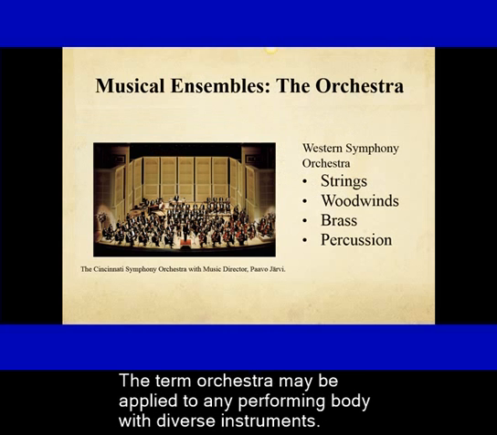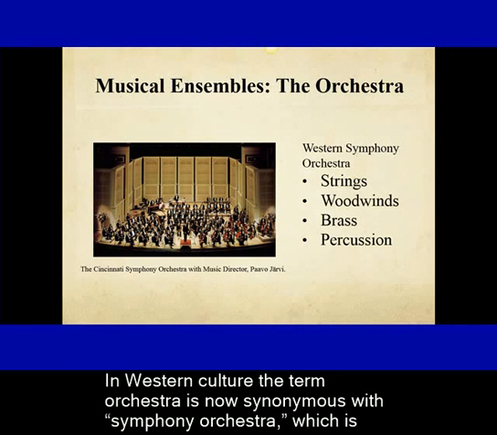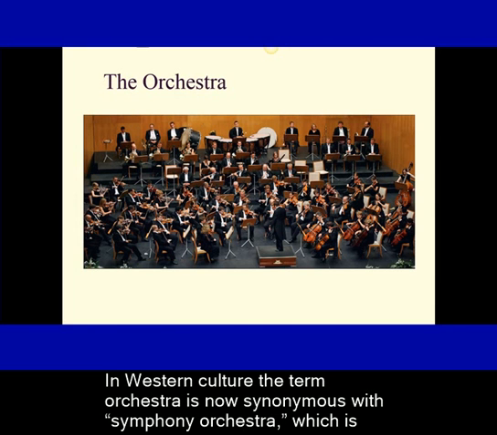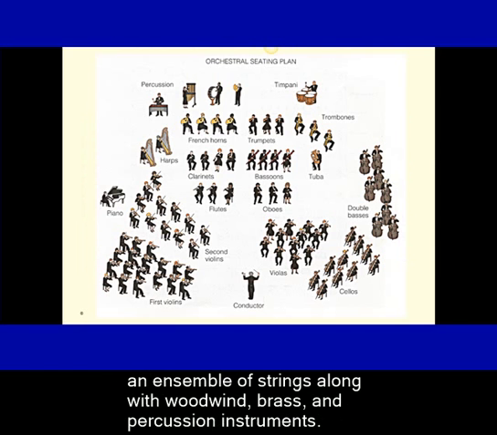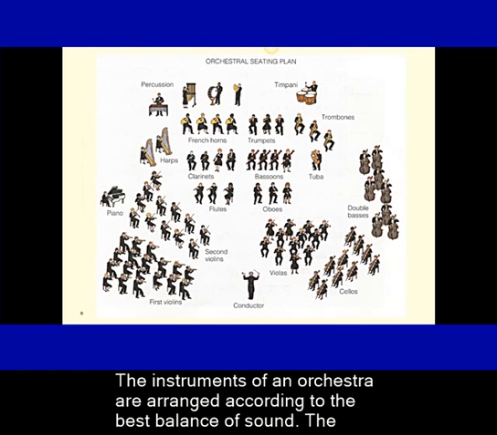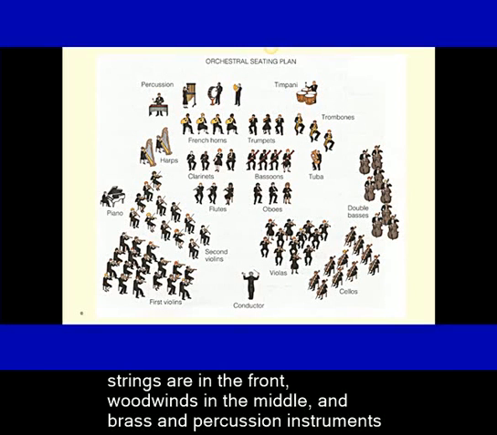The term orchestra may be applied to any performing body with diverse instruments. In Western culture, the term orchestra is now synonymous with symphony orchestra, which is an ensemble of strings along with woodwind, brass, and percussion instruments. The instruments of an orchestra are arranged according to the best balance of sound. The strings are in the front, woodwinds in the middle, and brass and percussion instruments are in the back.